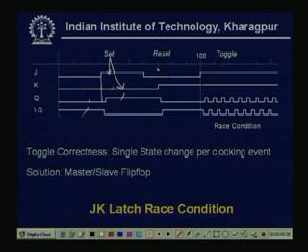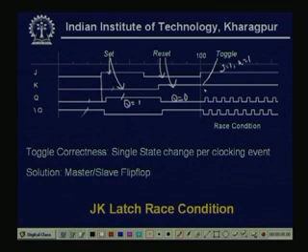Now, when J is 0 and K is 1, it will give Q equal to 0. So, this is reset. This is Q equal to 1 set, this is Q equal to 0 reset. Now, J equal to 1 and K equal to 1.